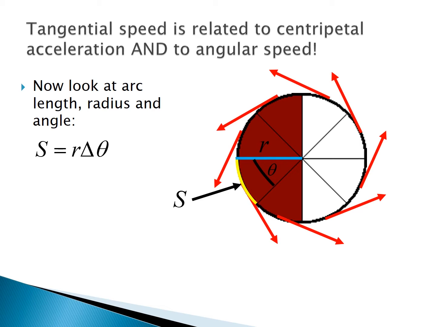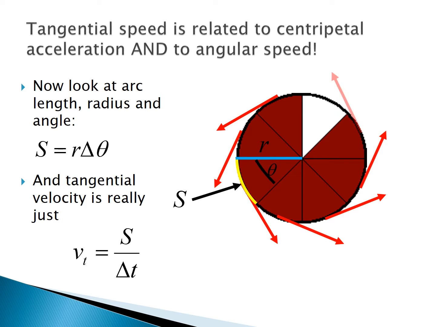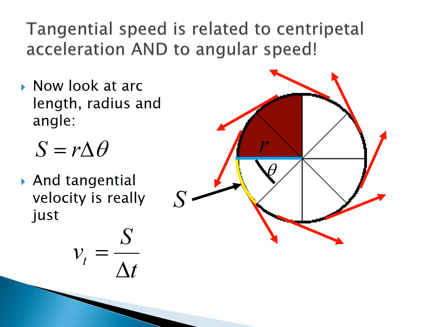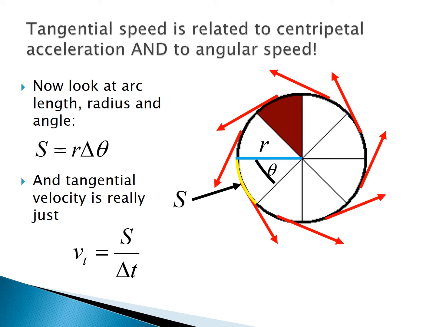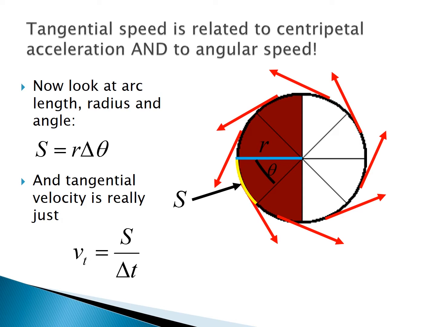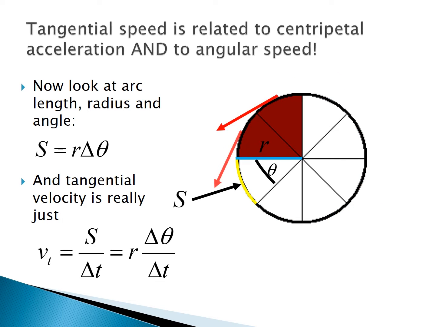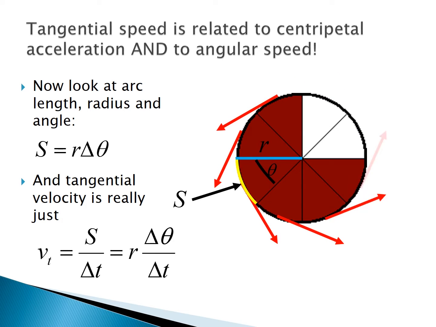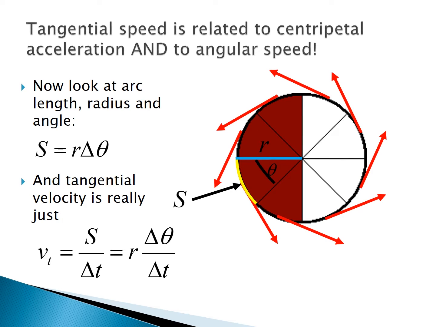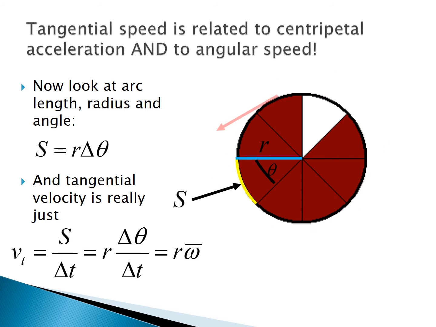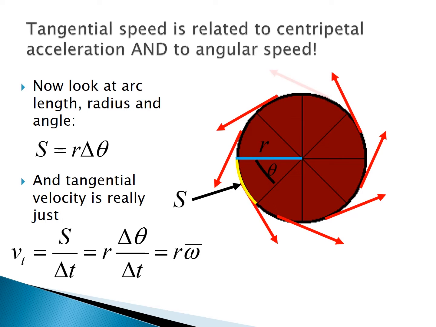So our tangential velocity really is how much arc length are we sweeping out in a given time, how much ground are we covering, in other words, in the linear direction, and that could be defined as arc length over delta t. Now plugging in for what arc length is equal to gives us r delta theta over delta t. But what is delta theta over delta t? It's omega average. So now we have a relationship between tangential speed and omega average.